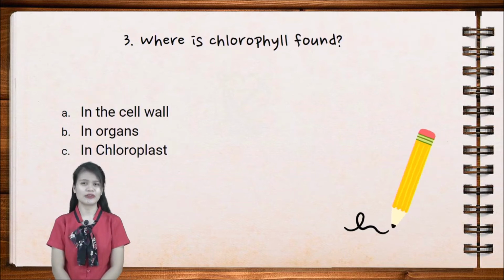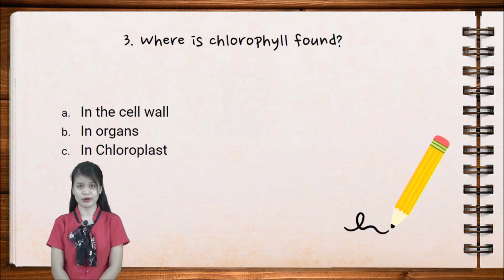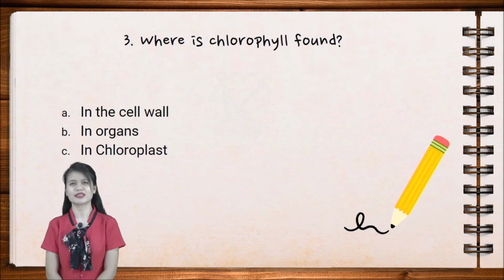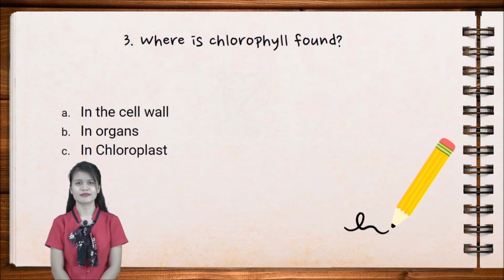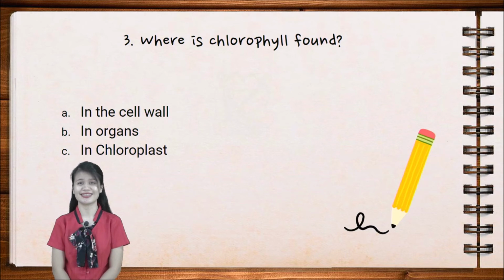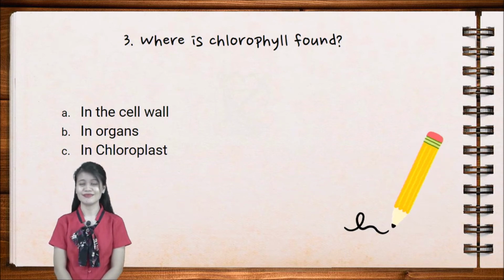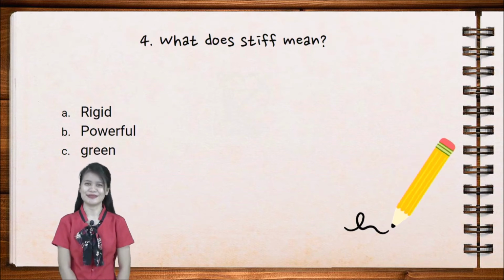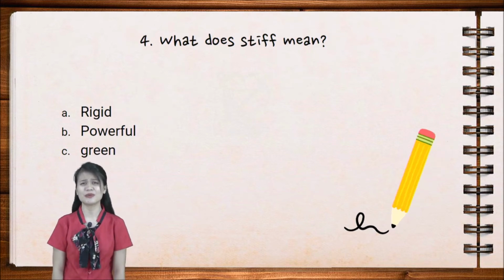Where is chlorophyll found? Do you know where it is? Is it in the cell wall, organs, or chloroplast? Well, I believe it starts with letter C. The answer is chloroplast.